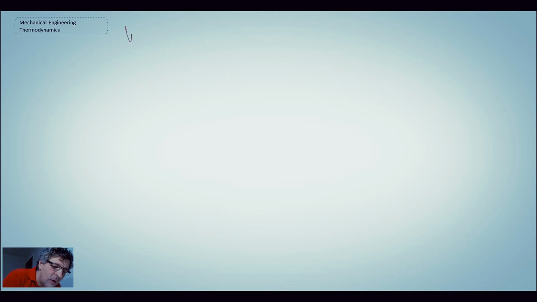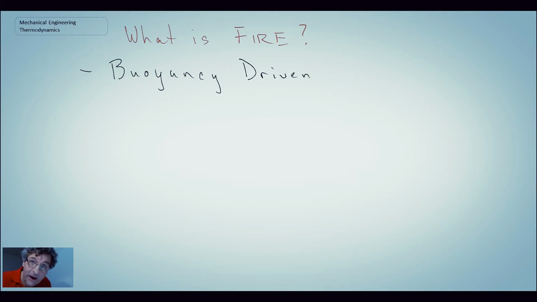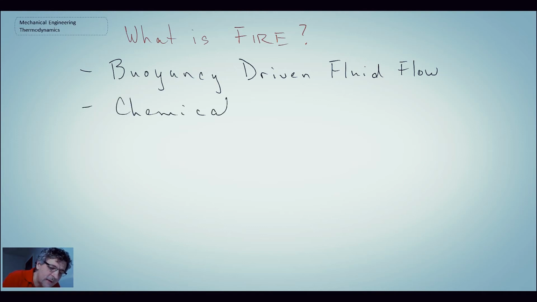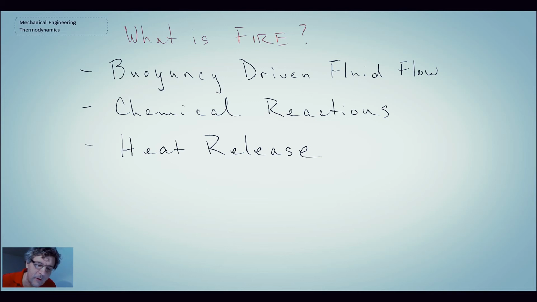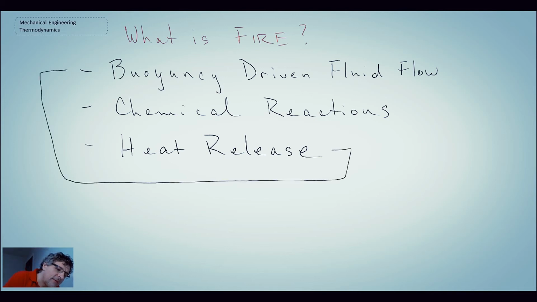So to answer the question, what is fire? And technically I should say combustion, but I'll call it fire. Well, first of all, it is a buoyancy-driven fluid flow, and that's why I flipped the gravity vector on that fluid flow in order to replicate a buoyancy-driven flow. It's buoyancy-driven fluid flow with chemical reactions, and through those chemical reactions, we also have heat release. When you have a chemical reaction with heat release, it drives the buoyancy-driven fluid flow. So in a nutshell, in a very simple way, that is what fire consists of: a fluid flow with chemical reaction and heat release.